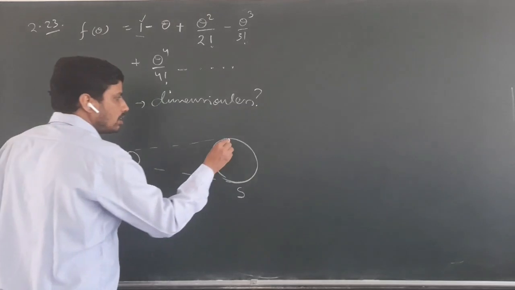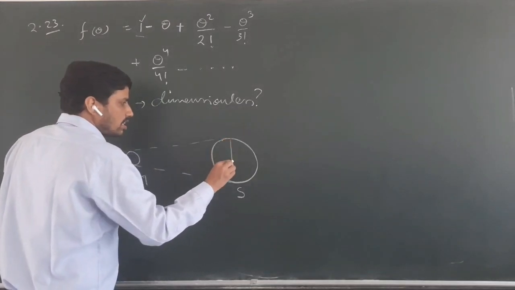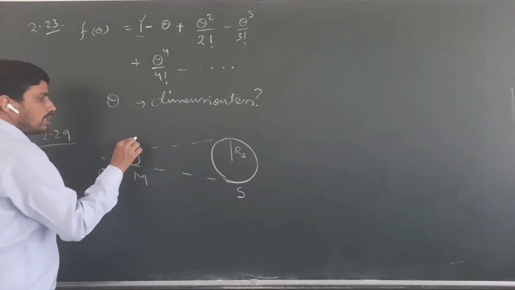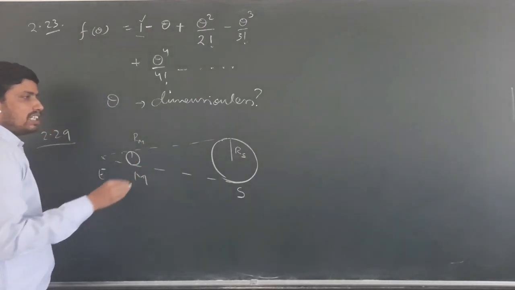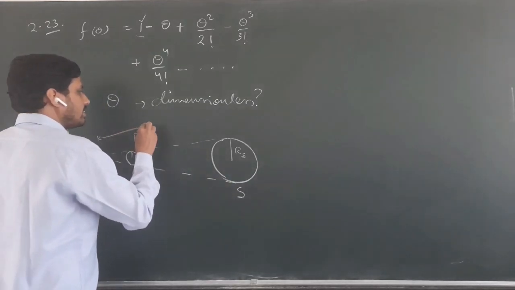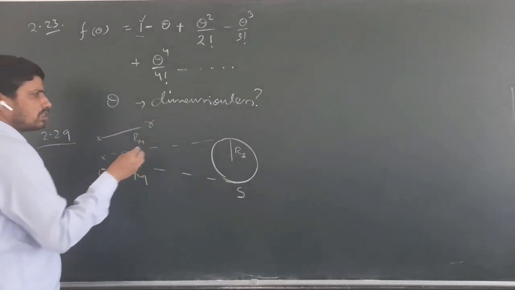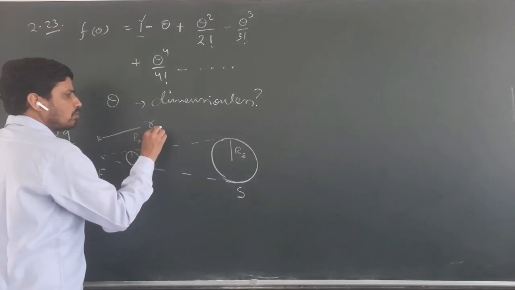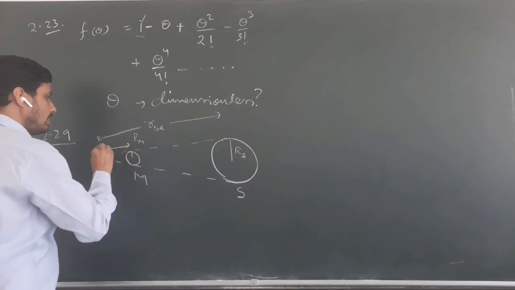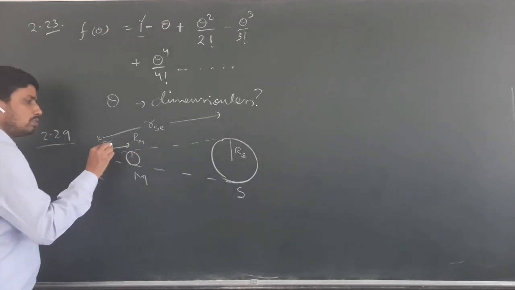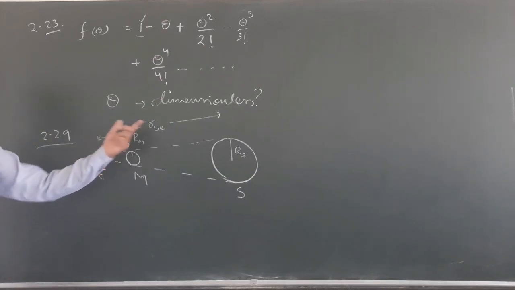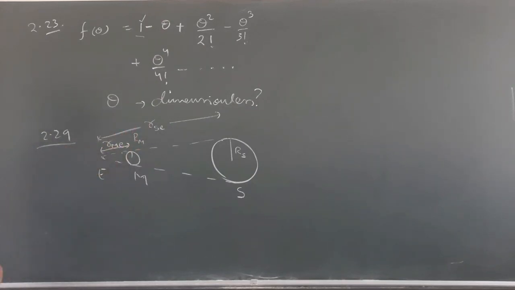Size means radius. So suppose radius of sun is Rs, radius of moon be Rm, distance of sun from the earth, this distance we write as, suppose you choose as per your wish, distance of sun from earth, and this is distance of moon from earth. So between these four quantities we have to find the relation.